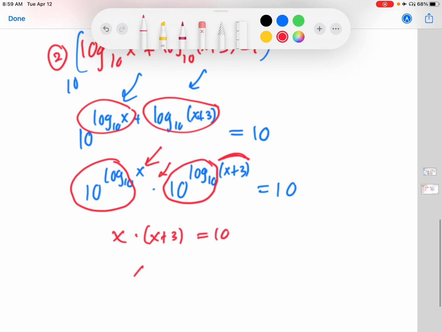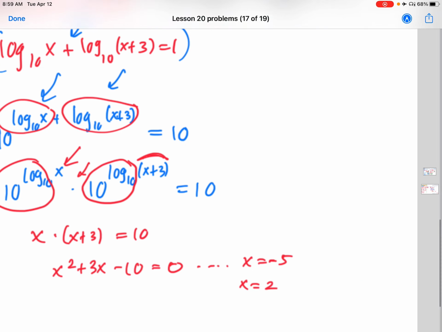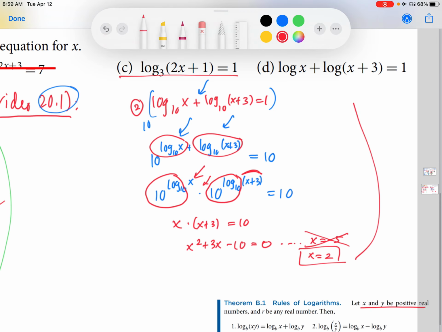And we are now back to exactly the same place we had gotten to earlier using the other method. So from here, you get the same 2 solutions that we got, -2 and 5, -5 and 2. And then you have to reject this one for the same reason we talked about earlier. So again, x equals 2 is the only solution for this exercise, D.